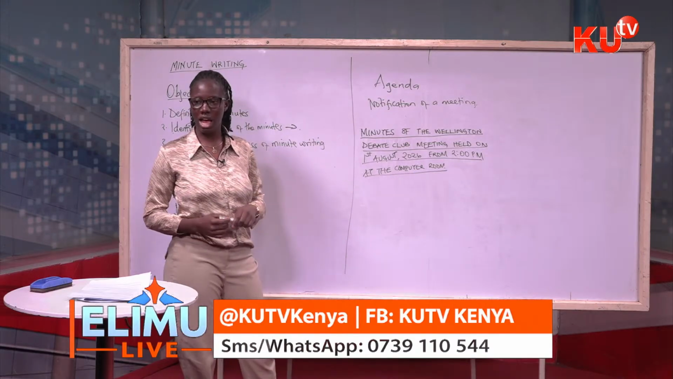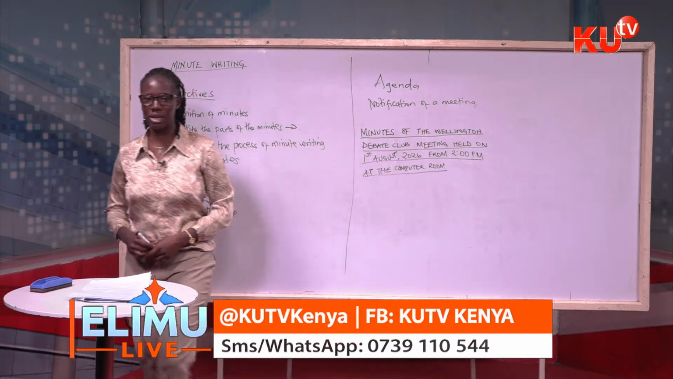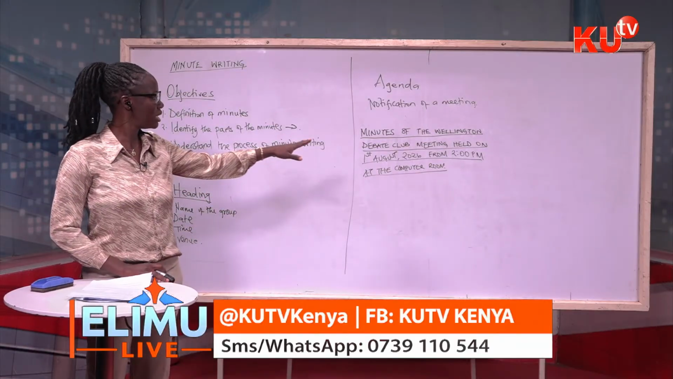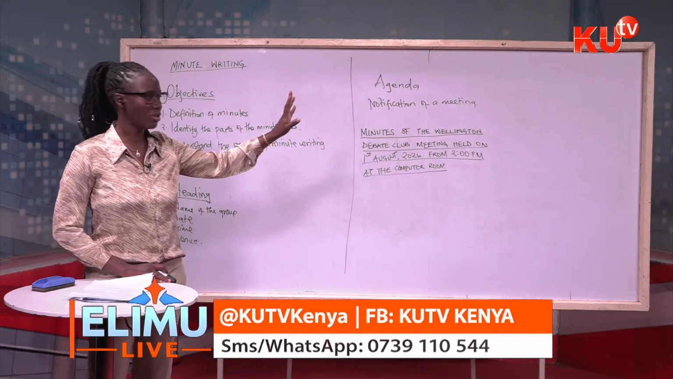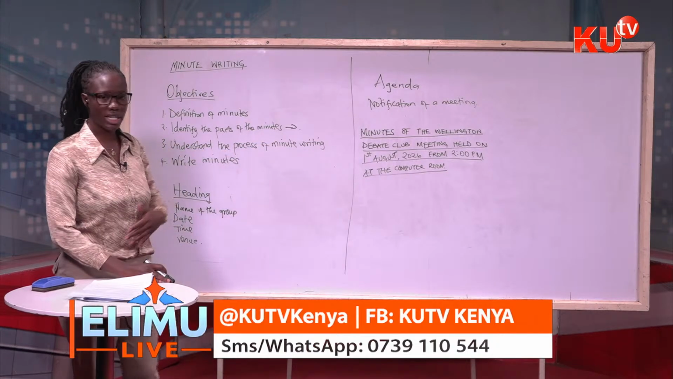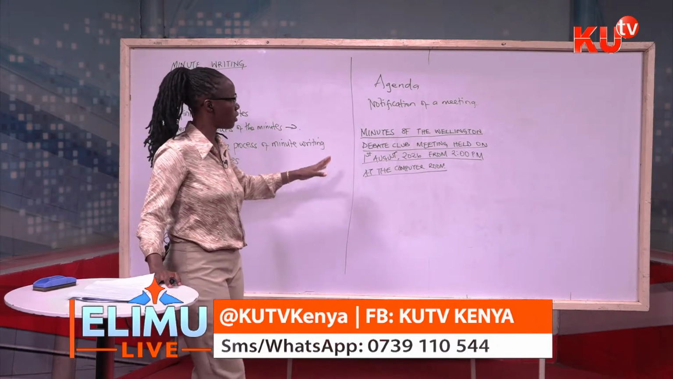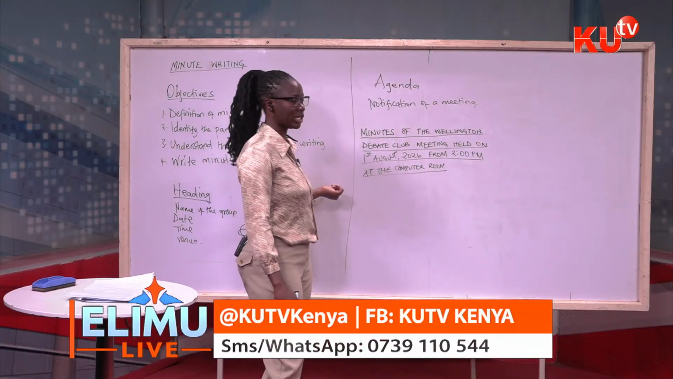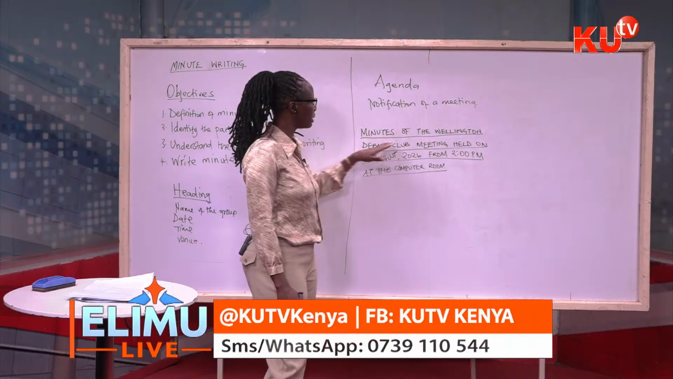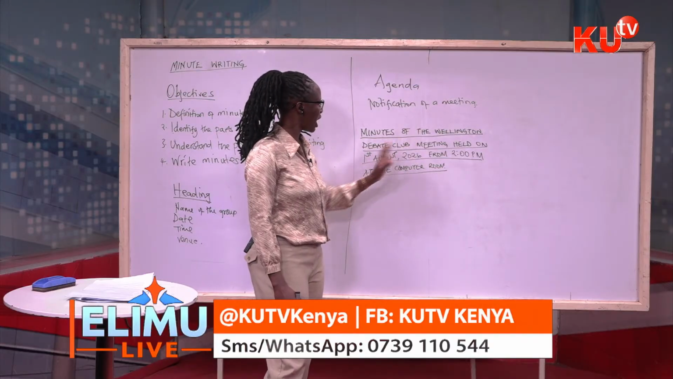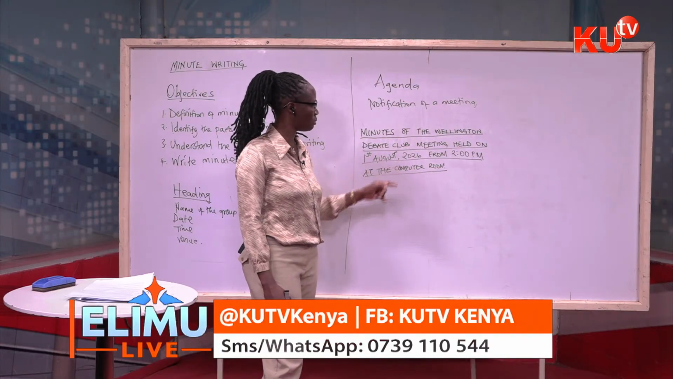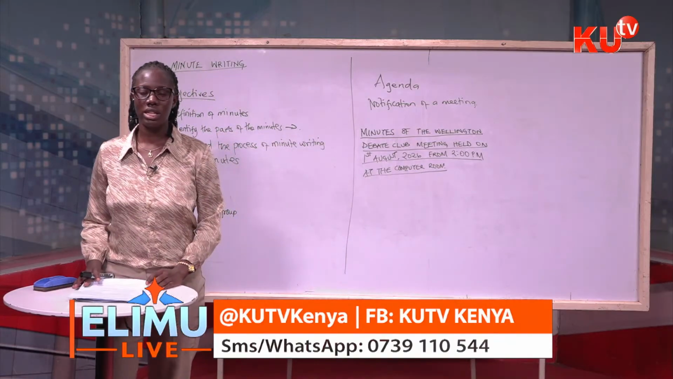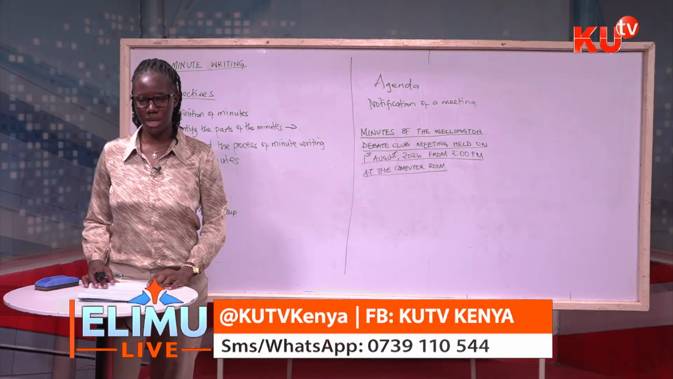Looking at these, I've said that minutes must be written in past tense. That is why you cannot say that the meeting will be held. No. Because you're writing in passive and in past tense, you write "held on", meaning that it has already taken place. So: Minutes of the Wellington Debate Club meeting held on 1st August 2026 from 2 p.m. at the computer room. That is how the title should be.